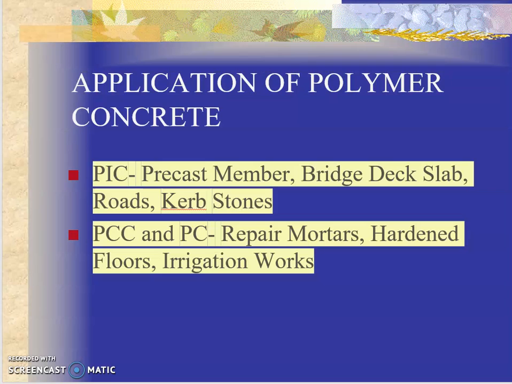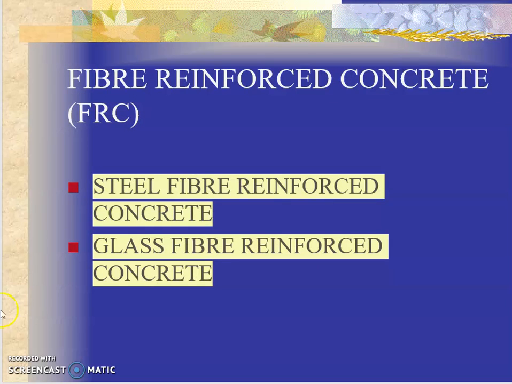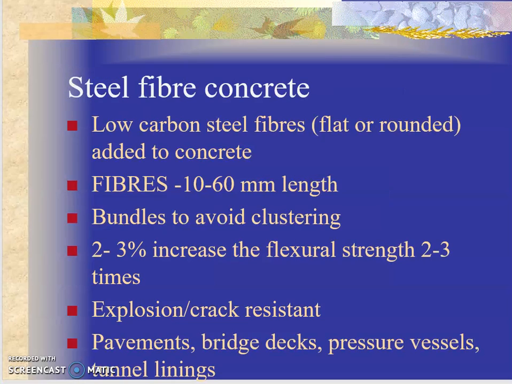Okay. Next is fiber reinforced concrete. Now, there are two types of fiber reinforced concrete. First is steel fiber reinforced concrete, and second is glass fiber reinforced concrete. Now, steel fiber reinforced concrete is made out of low carbon steel fibers. Now, these may be flat in cross section, they may be rounded, and these are added to concrete. Now, fibers are around 10 to 60 mm in length, that is 1 centimeter to 6 centimeters in length.